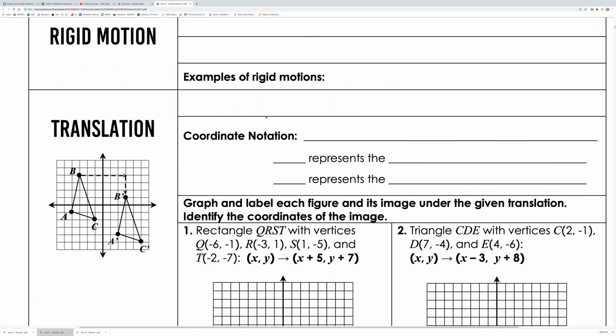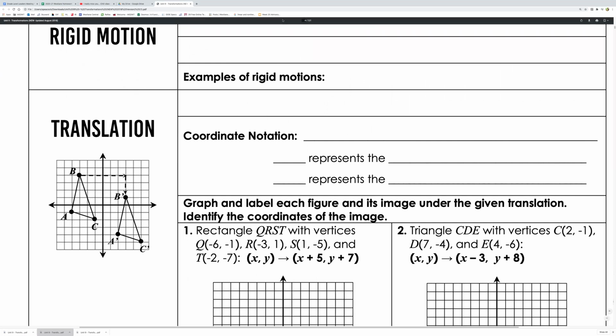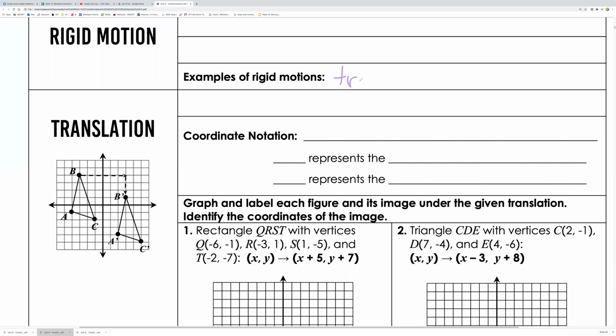So examples of rigid motions are going to be translations, reflections, and rotations. Those are the three transformations that give you congruent images. So translation, reflection, and rotation.